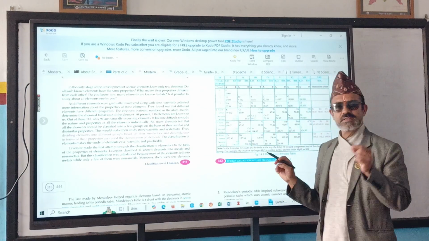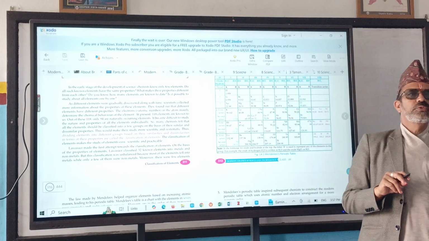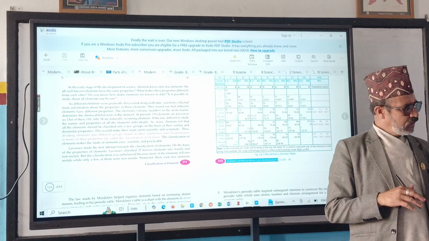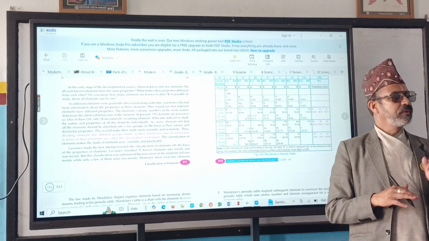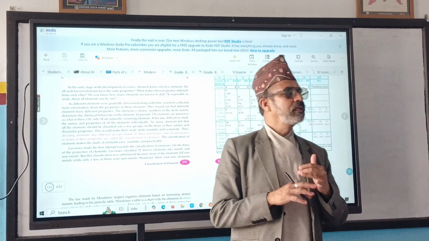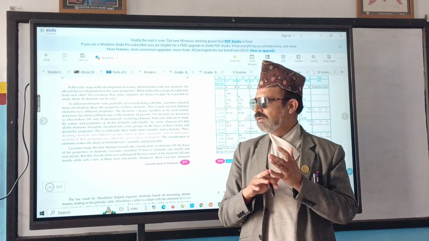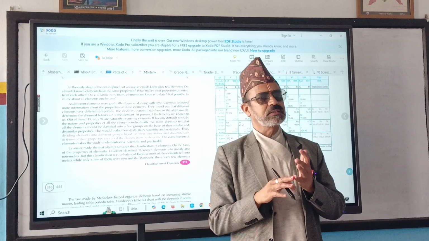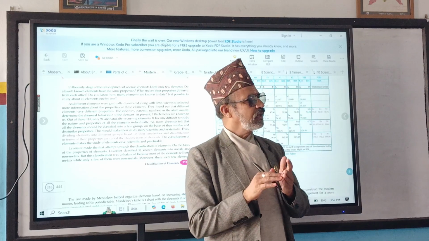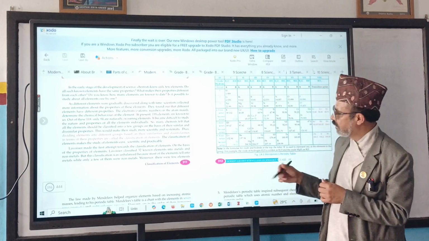This is the periodic table. A periodic table is a table which contains groups and periods. So elements are kept in groups and periods either according to increasing atomic number or increasing atomic mass. If the elements are kept according to increasing atomic mass, that is Mendeleev's periodic table. And if the elements are arranged according to increasing atomic number, that is the modern periodic table. This thing we have to remember.